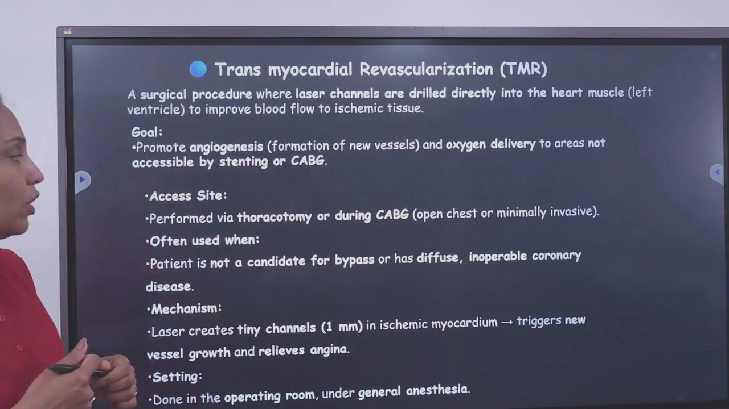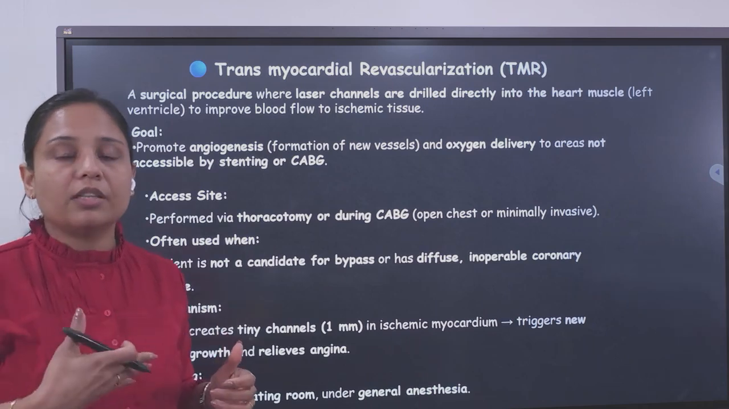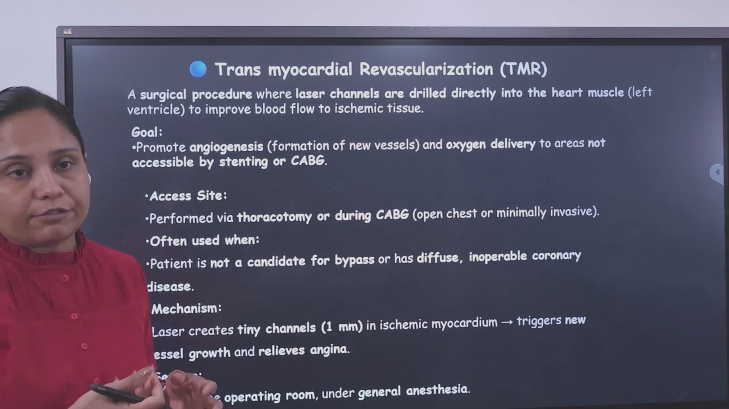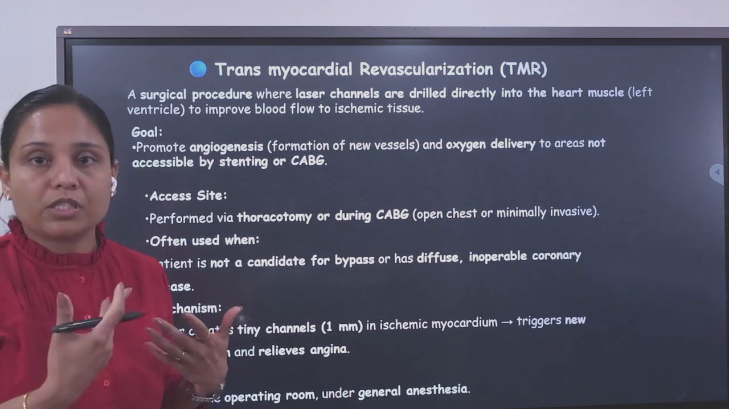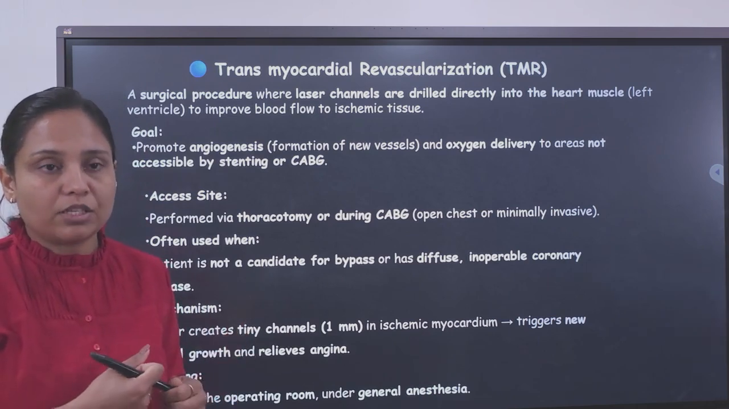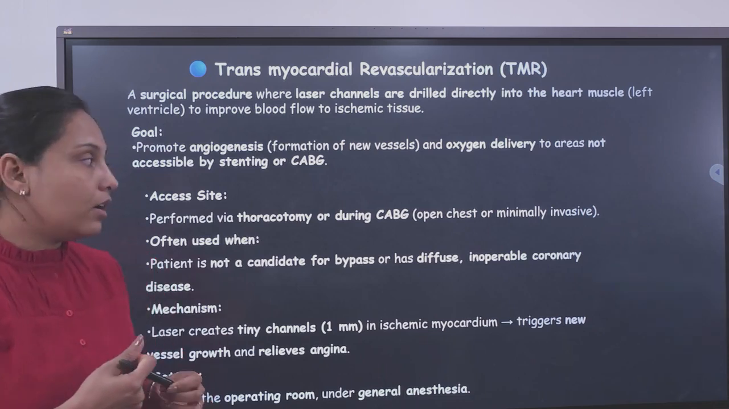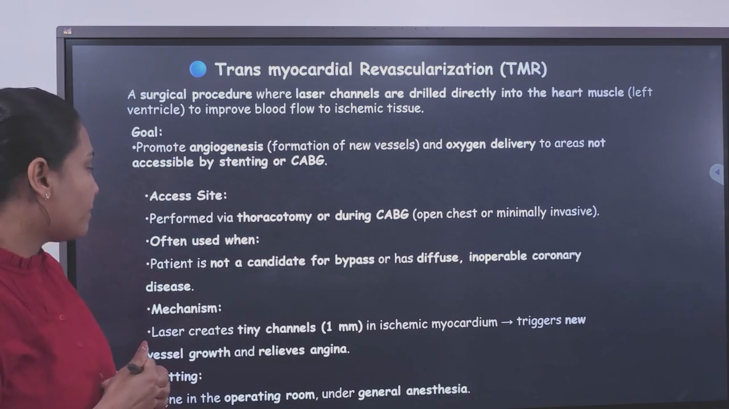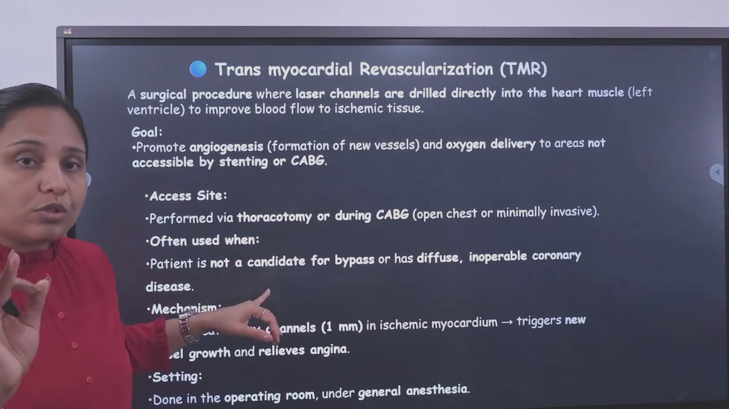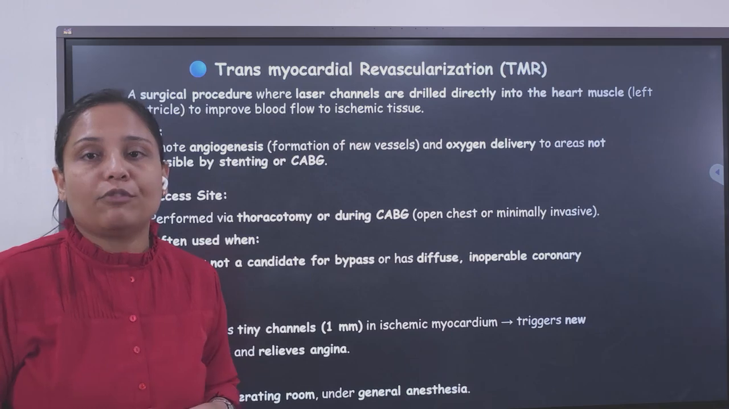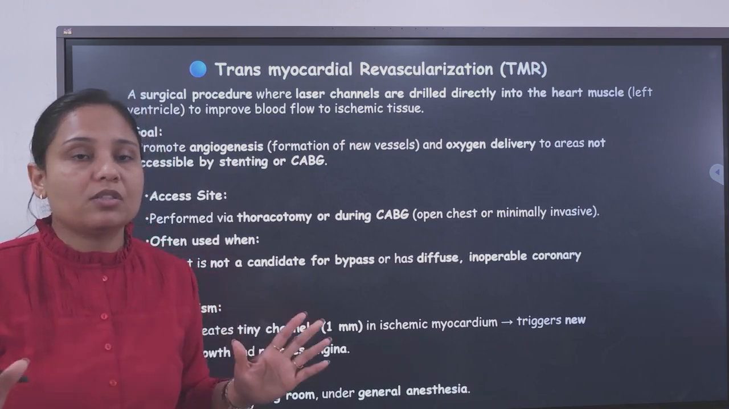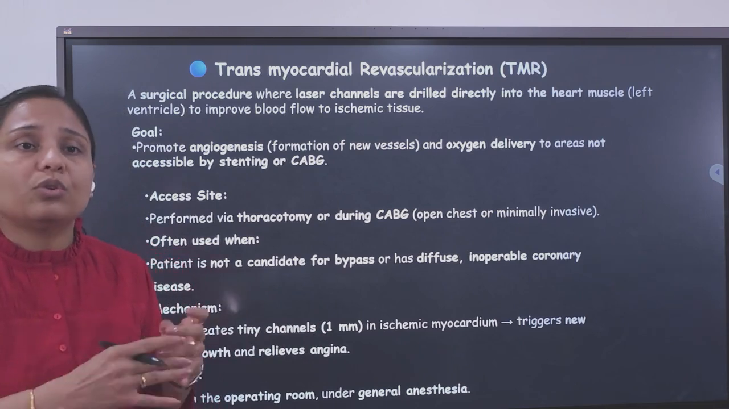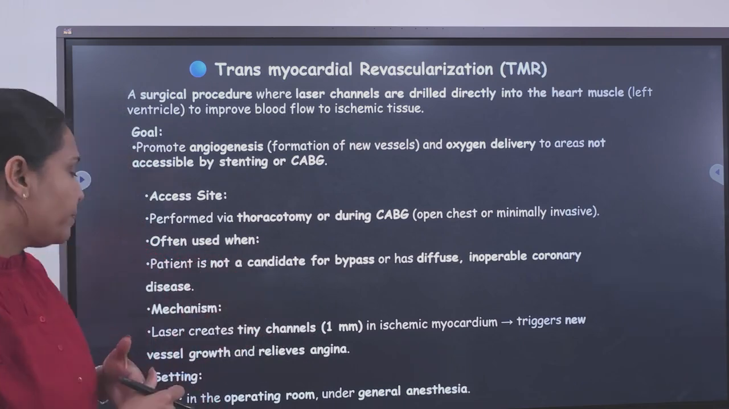Access site performed by a thoracotomy. So I just showed you the picture. They will be going through the thoracic area, or during CABG itself they can perform this procedure. When they are performing surgery for the patient, CABG, cabbage, at that time also they can perform this procedure. It is often used when the patient is not a candidate for CABG. Okay, when the patient is not able to undergo the surgery, this procedure does help.